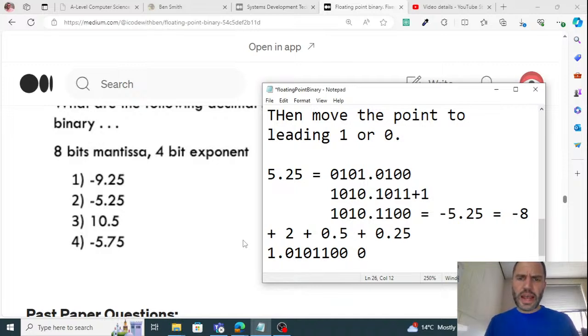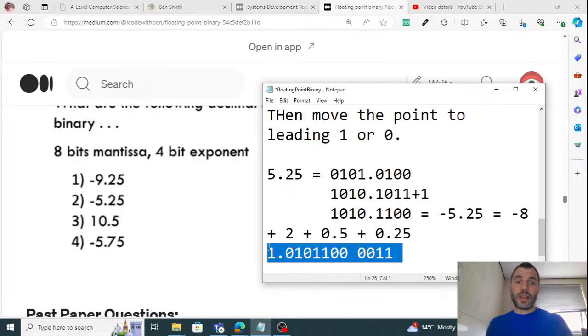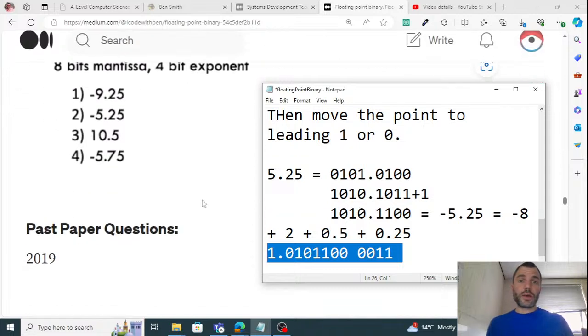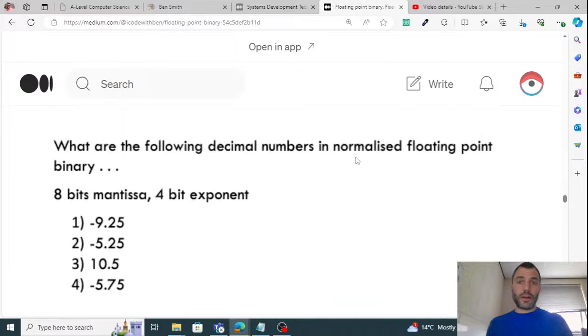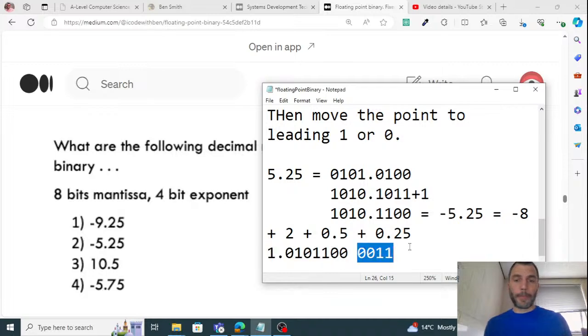And 3 in binary is 1 plus 2, which is 3. So that is how we represent minus 5.25 in normalised floating point binary, using an 8-bit mantissa and a 4-bit exponent.